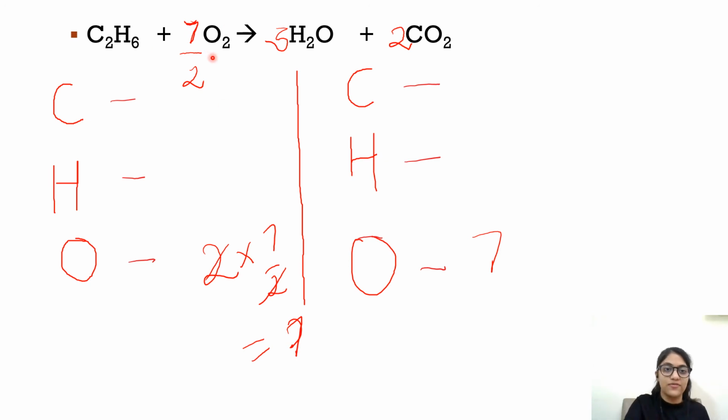You can't actually write a fraction as the coefficient. We always want whole numbers. We don't want 7 by 2 molecules of oxygen. We want 3 molecules of oxygen, we want 4. But this is actually wrong, and you can never write a fraction or a decimal or any other thing that's not a whole number in place of the coefficient.